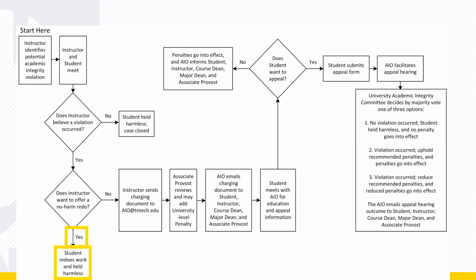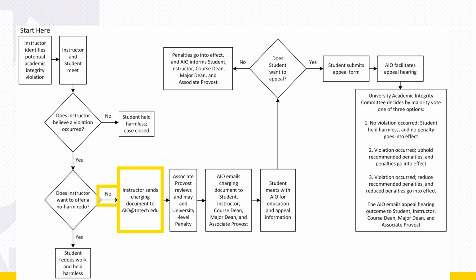If you want to offer them a no-harm redo, then the student redoes the work and they do not receive any penalty. This is typically used when you want to make it a teachable moment and when you don't consider the violation a major violation. You handle this option yourself and you do not report this to your chair, the student's advisor, the AIO, or anyone else, and then the process is over.